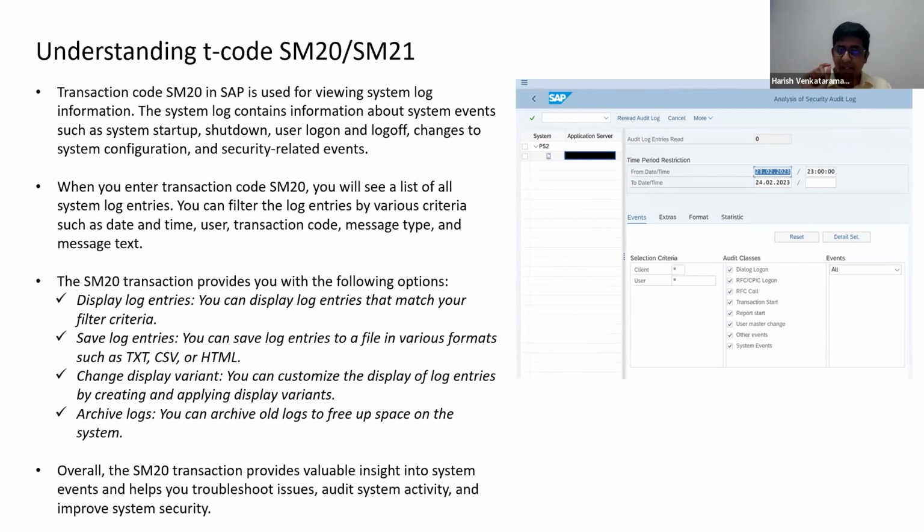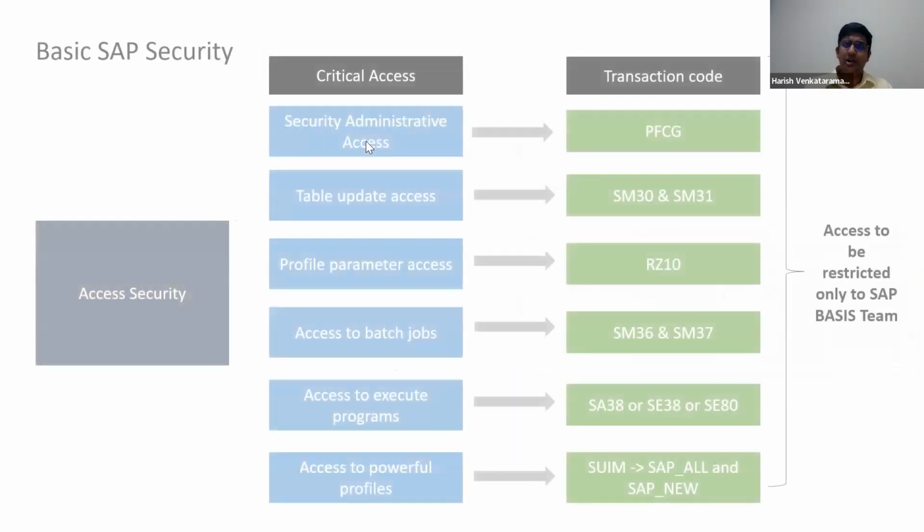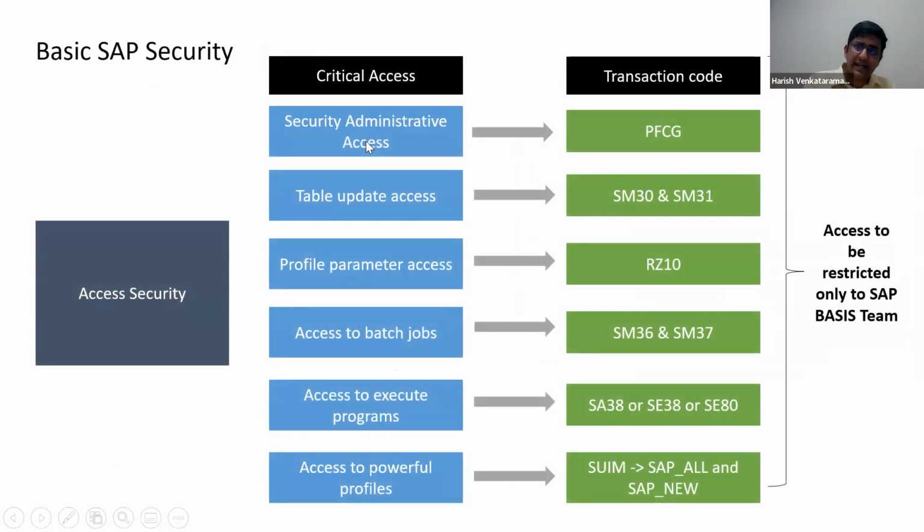So what are those specific and critical transactions in SAP? Considering SAP's security architecture, SAP is designed in such a way that there are various critical accesses. These are the critical accesses along with their illustrative transaction codes. I'm not going to say this is a complete list, but this is an illustrative primary transaction code used to perform various related administrative access in SAP on the access security module.